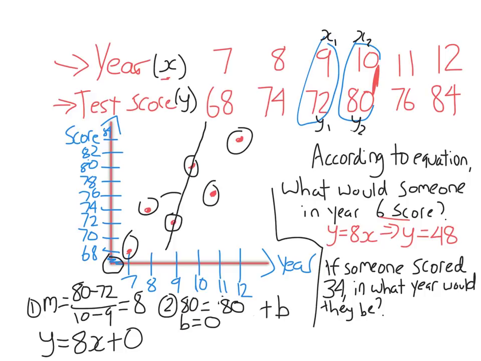So the next question, if someone scored 34, what year do we predict that they would be in? So here, test score is y, we're substituting y equals 34 into our equation. So we get 34 equals 8x. We just solve for x like normal. In this case, we divide by 8. We actually get 4.25. Of course, that's not a whole number, but it's closest to 4. So we would predict that if someone scores 34, they would be in year 4.